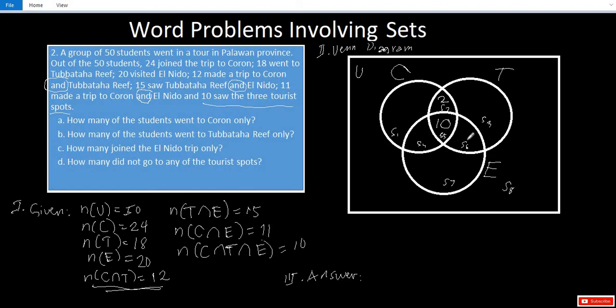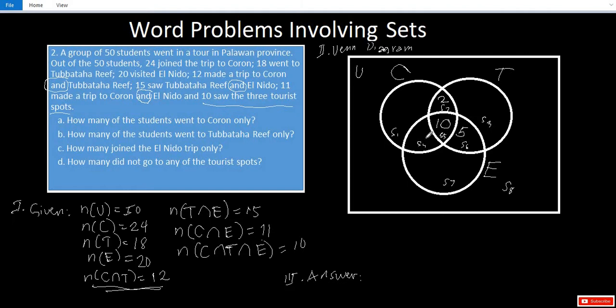What about S sub 6? What region is this? S sub 5 union S sub 6. This is T intersection E. So what is the given cardinality of set T intersection set E? We have 15. We already have 10 here, so what will we add to 10 to get 15? It's 5. Therefore, the cardinality of S sub 6 is 5.